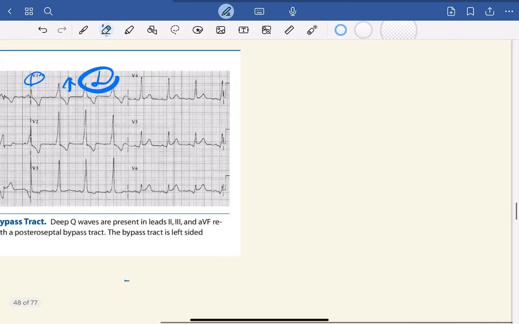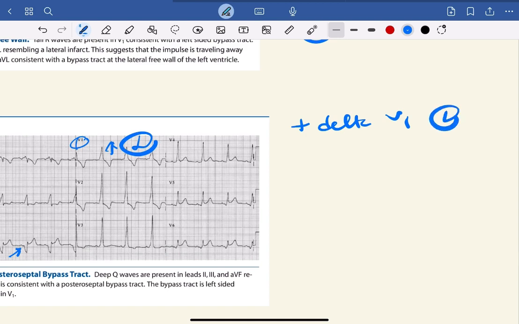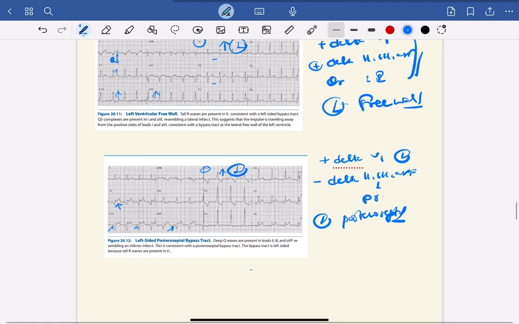So I'll write here negative delta wave, positive delta wave. Positive delta in V1, that is left side, and negative delta in 2, 3, AVF, that is posterior septal. So left sided posterior septal is the location of the bypass tract in this ECG.